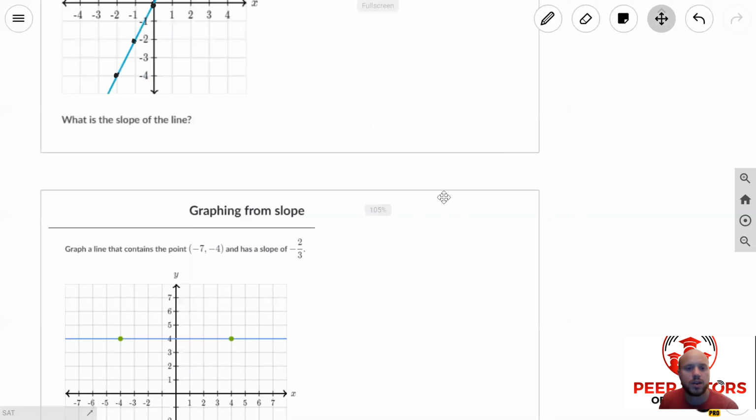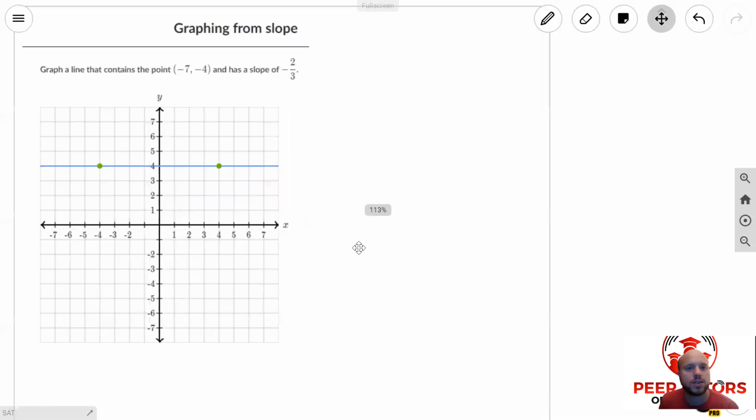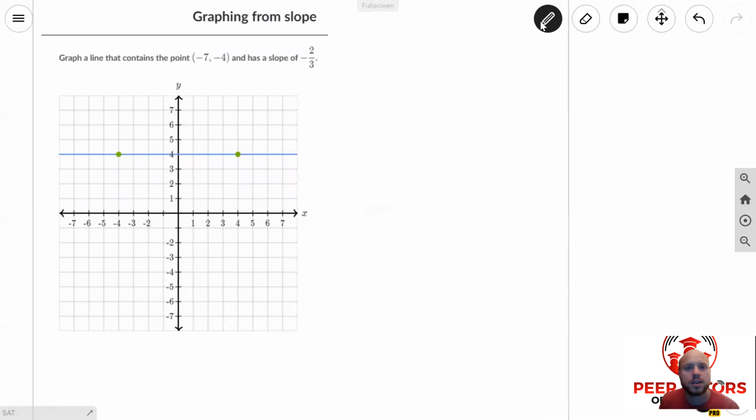Okay. Graphing. So now we can use that same idea this time, and ignore this blue line here. That is for when you're doing your assignment, you'll use that. But we're going to just do this freehand. So graph a line that contains the point (-7, -4) and has a slope of -2/3.